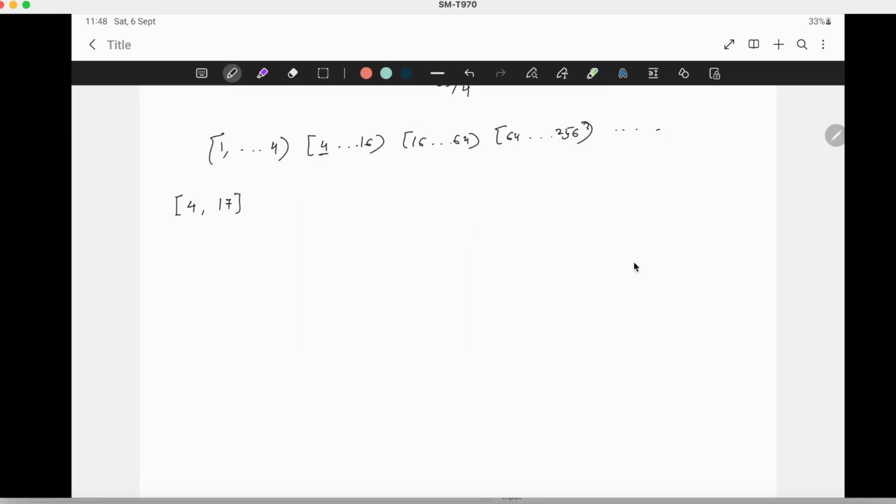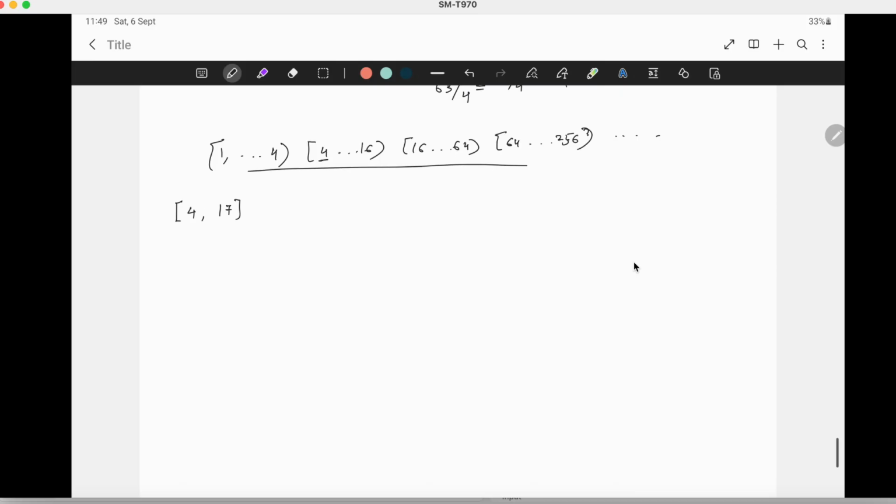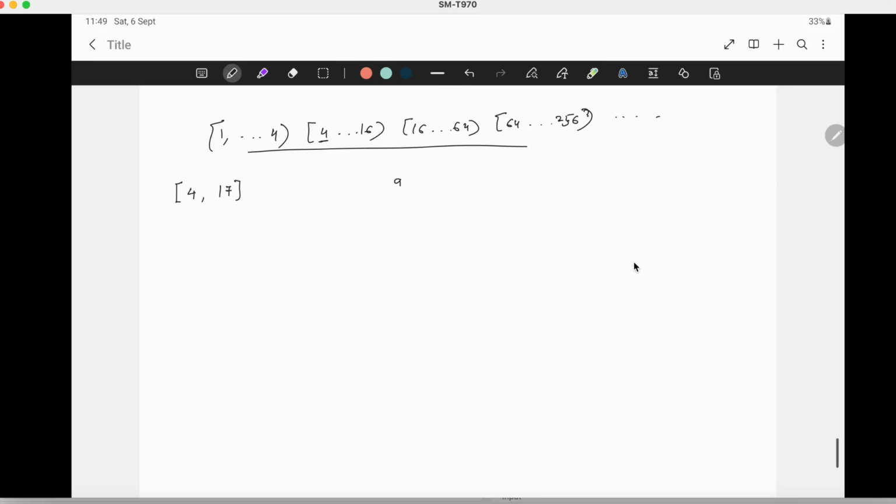Now the idea is we just want to store these ranges. So how can we store these ranges? We can probably use an array here. So how can the array be used? Let us suppose at the 0th index, array of 0, we will store 1. Array of 1, here we will store 4, and the next one, array of 2, is going to be 16.